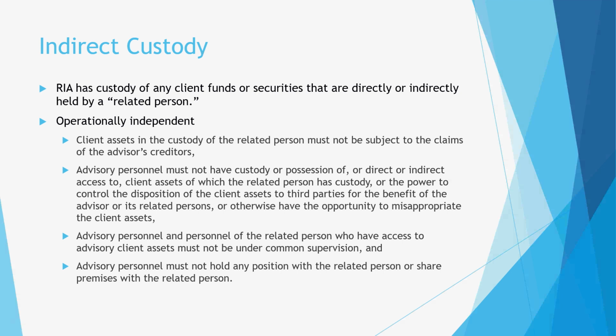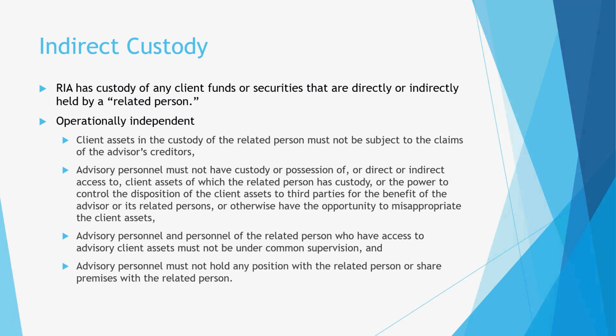The advisory personnel must not have custody of or possession or direct or indirect access to these assets, or the power to control the disposition of the client assets to third parties for the benefit of the advisor or its related persons, or otherwise have the opportunity to misappropriate those client assets. Advisory personnel and the personnel of the related person must not be under common supervision. And advisory personnel must not hold any position with the related person or share premises with the related person. And that's key, because in a lot of these situations you have employees that are shared between the two entities, or they're sharing premises.